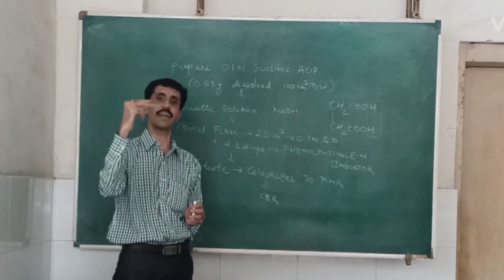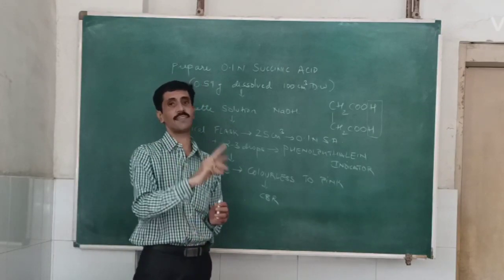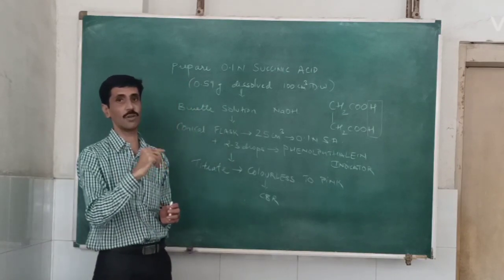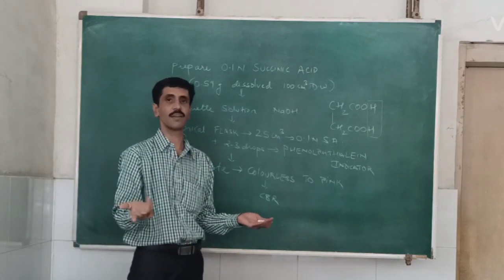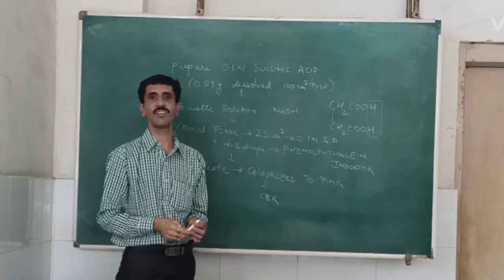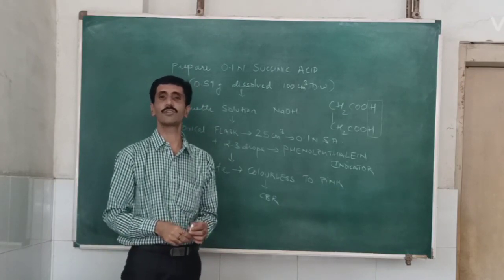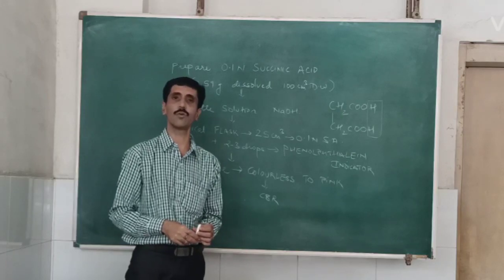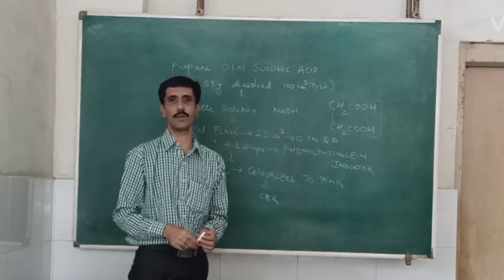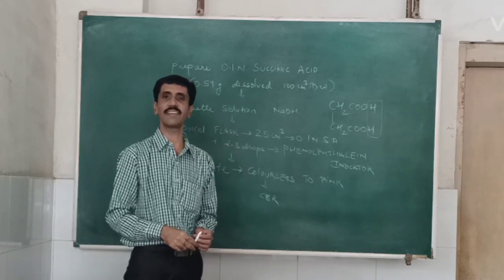So as we start adding NaOH from the burette, the color change takes place, and that is colorless to pink. Where it turns pink, that is our reading. Then finally we find out the CBR, and that is the way we estimate or exactly find out the concentration of NaOH. I hope you have understood the standardization process.